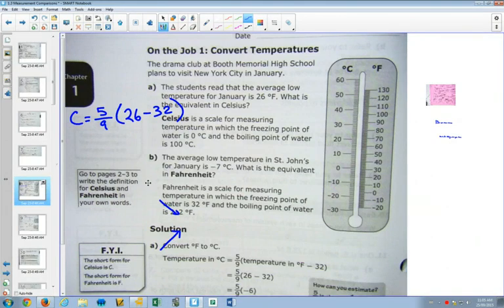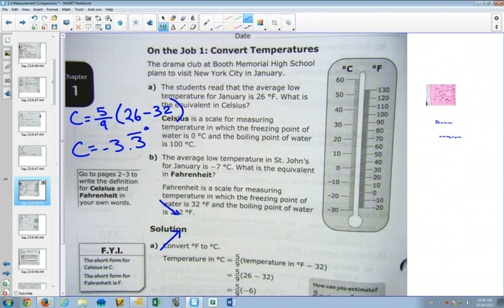So we go to our calculator and type this in exactly as it looks. 5 divided by 9, bracket 26 minus 32. Hopefully you have a calculator that you can type that in exactly. And we find out that it's negative 3.3 repeated degrees. So anytime that we want to find Celsius and we know Fahrenheit, we'll use the one that Celsius is equal to, because then we can plug it in.